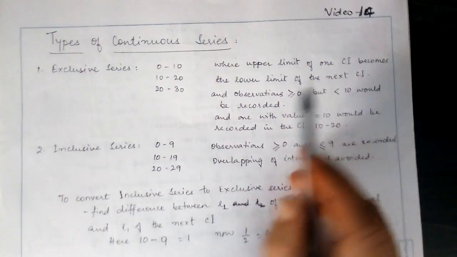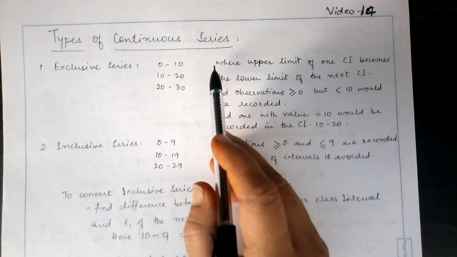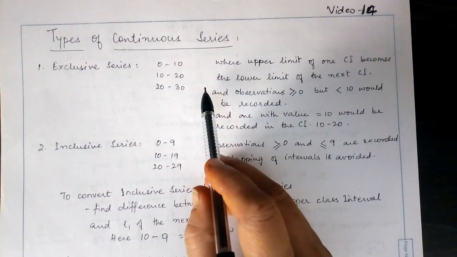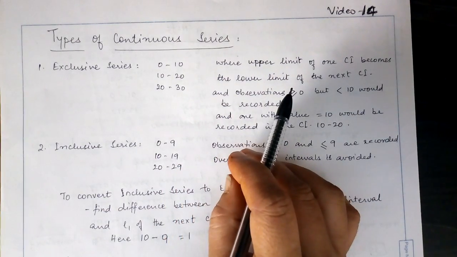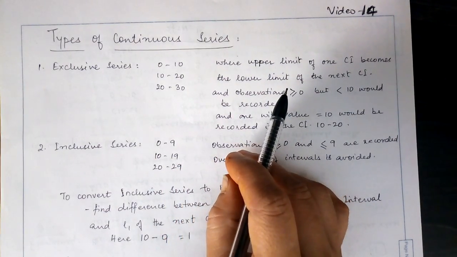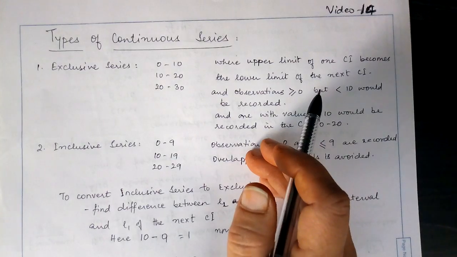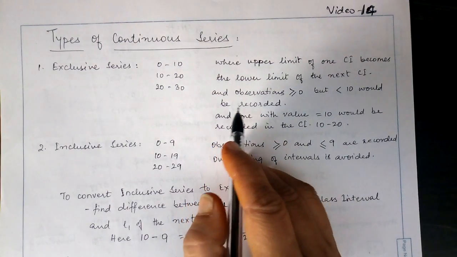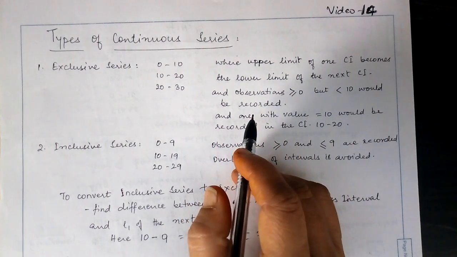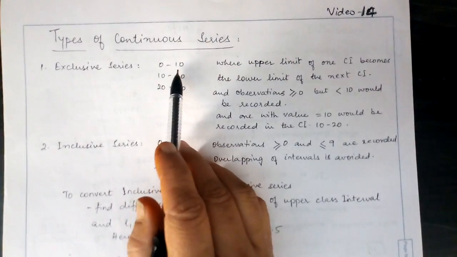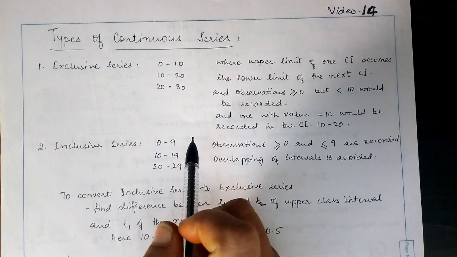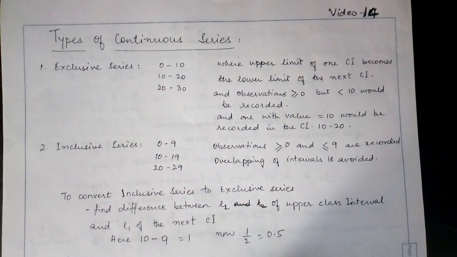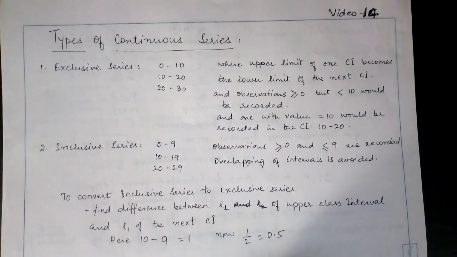In this video number 14, we are going to discuss some types of continuous series. We know a continuous series is that series in which all the observations are recorded. They can be whole numbers, decimals, or fractions. So a continuous series of observations can be recorded within a class interval. So we can divide the series into class intervals. Let's see how many types of series we have in the continuous series.